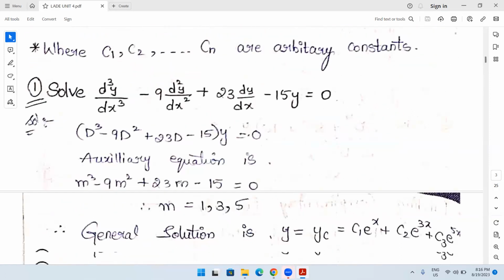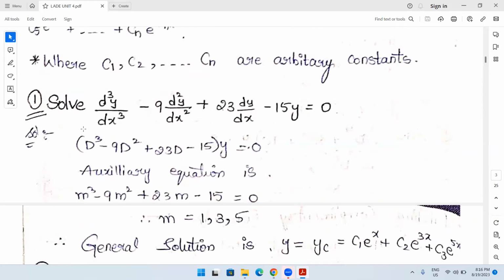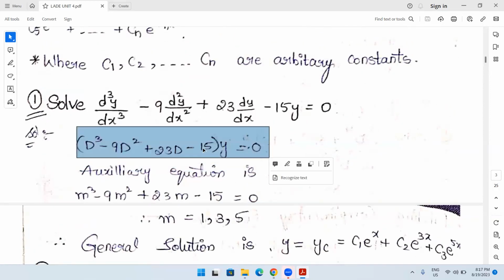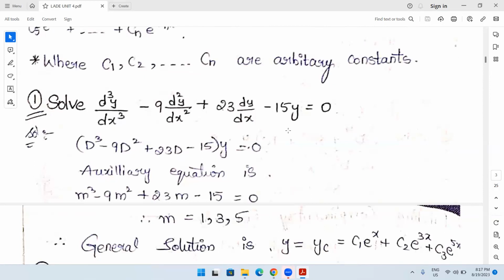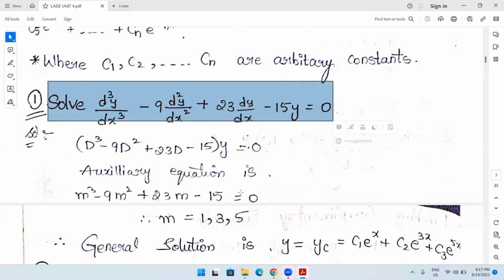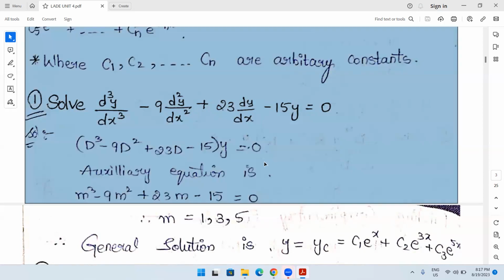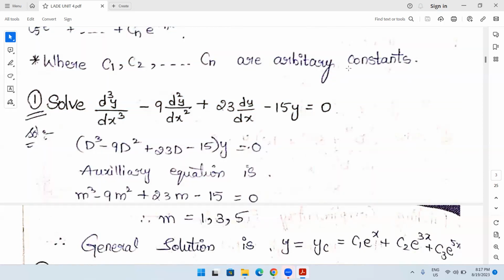Let us see the first topic, that is the homogeneous differential equation f of D y equals 0. In the next class we shall see how to write those roots and everything. This video is just an introduction of this unit, higher order differential equations. In the next video I'll explain the homogeneous differential equation, that is, we shall learn how to write the solutions of homogeneous differential equations, that is yc, the complementary function. Let us learn complementary functions. Okay.